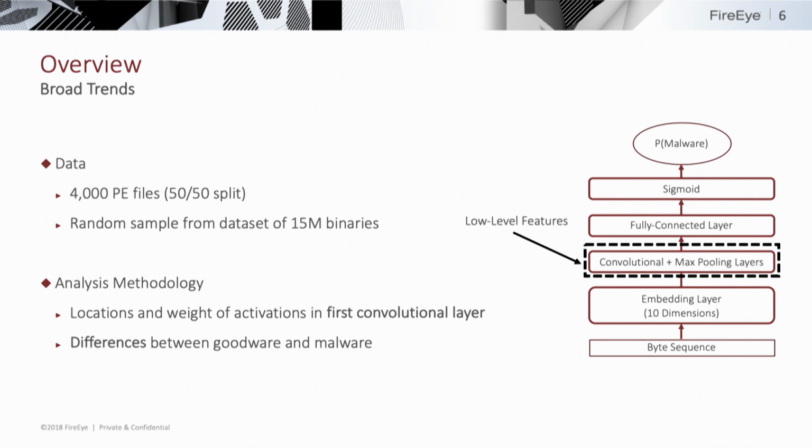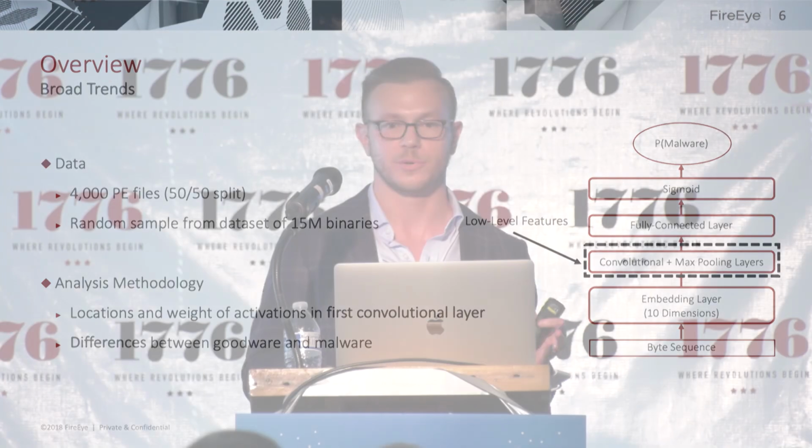So we're going to take our 15 million data set. We're going to shrink it down by random sampling to 4,000 PE files, which is going to have a 50-50 split this time. And our methodology for this particular section is pretty simple, right? So we're going to basically look at our first convolutional layer and really just try to understand where those filters in the first layer are activating and what the differences are in those activations between goodware and malware.